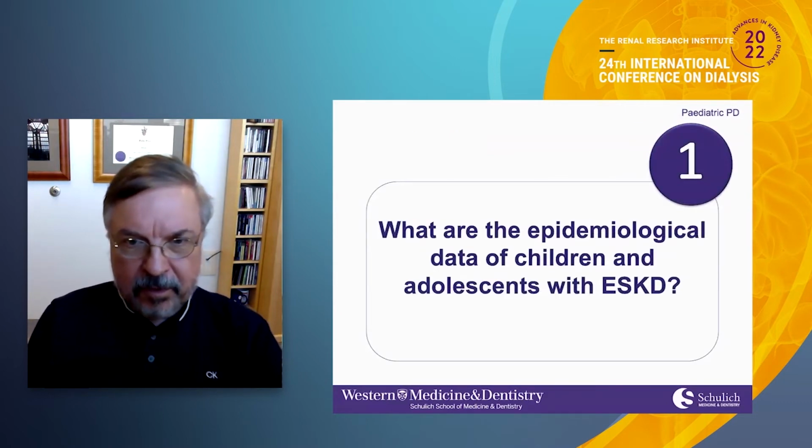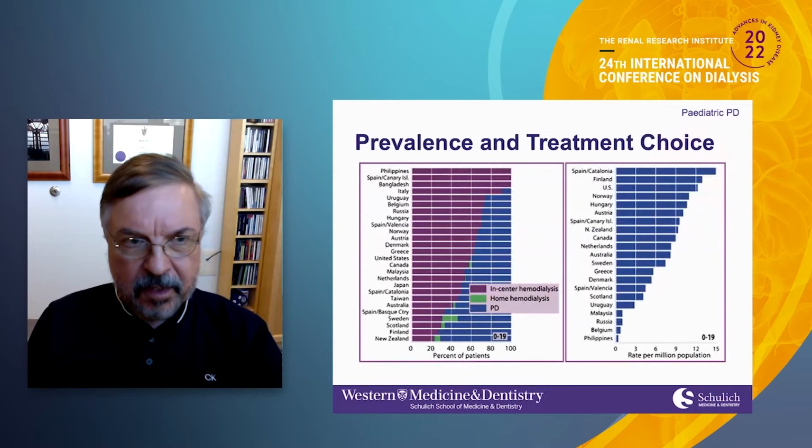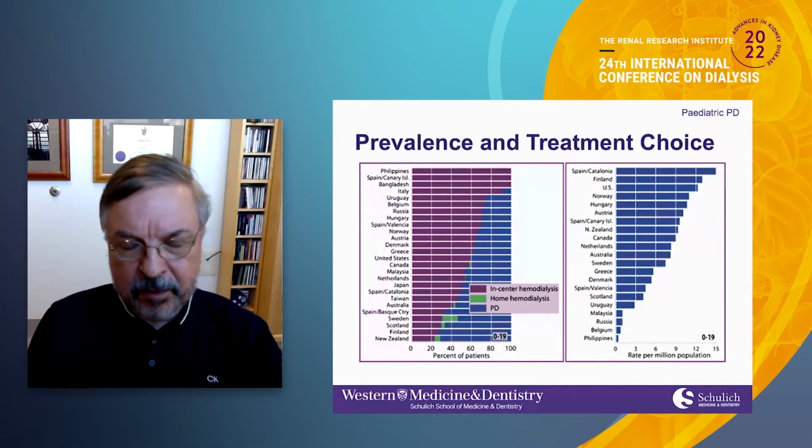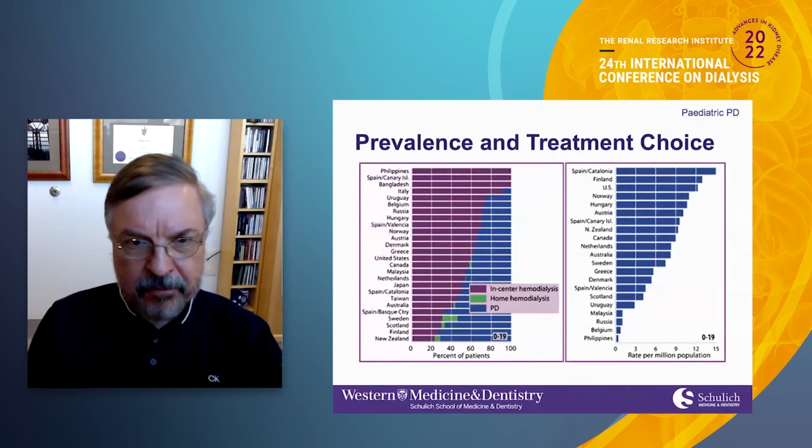So what are the children that we're dialyzing? Obviously, they're much smaller in numbers than our adult colleagues. Next. There are huge differences in the rate per million population. Very high rates, for instance, in Finland because of congenital nephrotic syndrome of the Finnish type. Here in North America, we're sort of in the middle of the field. That's on the right side.